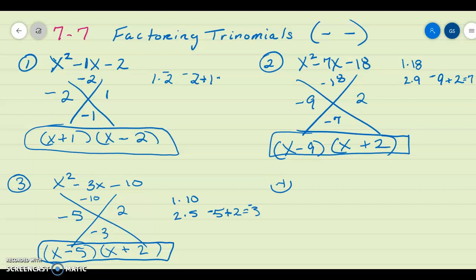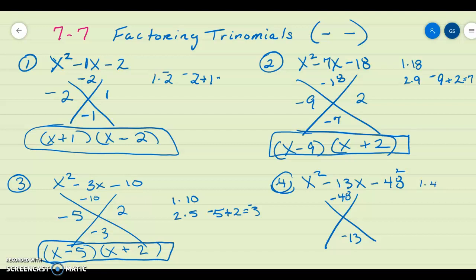Okay. X squared minus 13x minus 48. Okay, make your x. I'm going to put the last term in the top. We're going to put the middle term in the bottom. 48 has a lot of factors, so let's go through. As we're going, we're kind of adding and subtracting in our head to see if something's going to work.